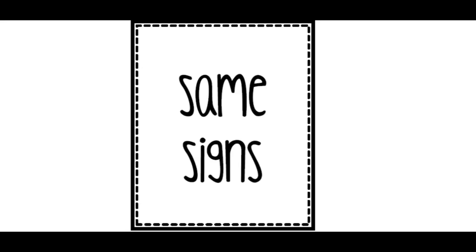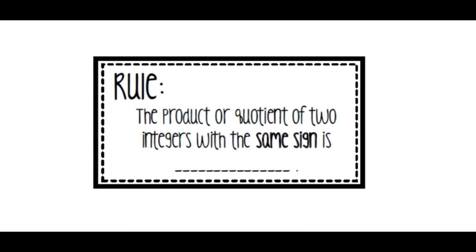So we're going to start with if the signs are the same. We're going to fill out the quick definition that's in your notes. It's really a rule, I shouldn't say definition. And then we will talk about what it means to have same signs. So the rule for same signs, the product or quotient, which real quickly, let's just do a quick reminder. Product is for multiplication, quotient is for division. The product or quotient of two integers with the same sign is positive.